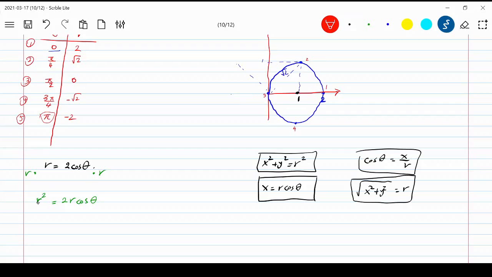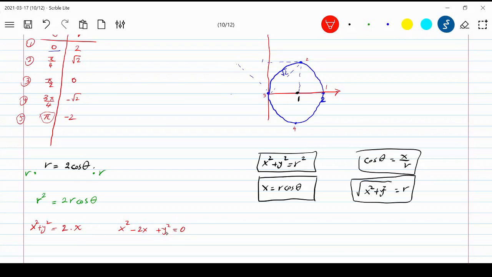What is the left side? r squared, which is x squared plus y squared. What do you have on the right side? You have 2r cosine theta, and r cosine theta is simply x. So what do you have as an equation? It is basically x squared minus 2x plus y squared equals 0.